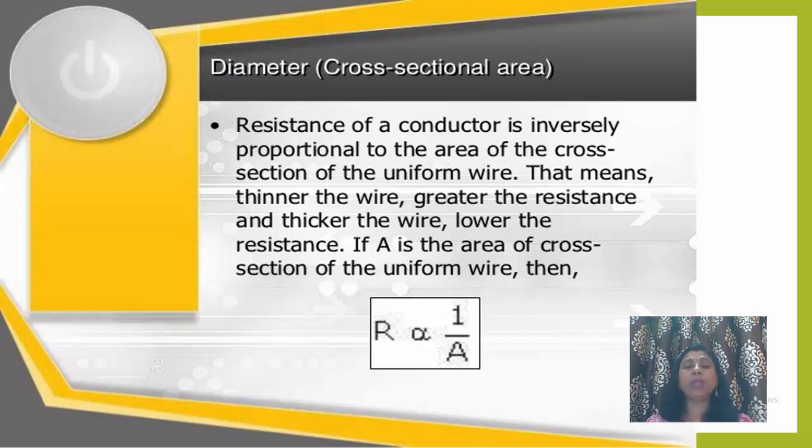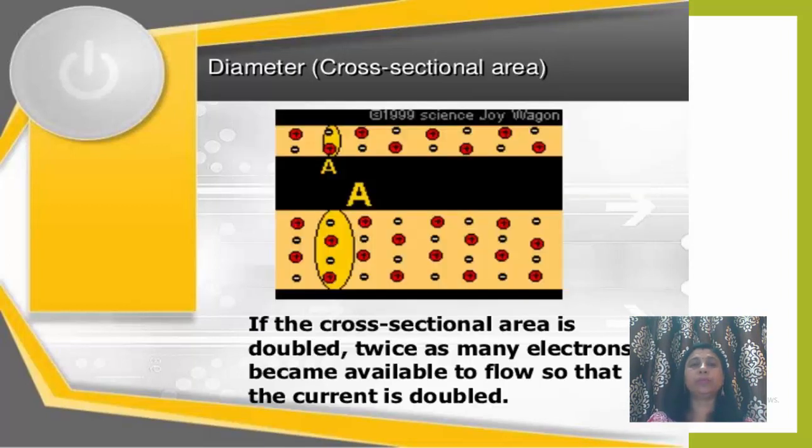From this we can easily say that if the area of the cross section is doubled, the resistance of the conductor will become half, and if the area of the cross section becomes half, the resistance becomes doubled. You can see in this figure, if the cross-sectional area is doubled, twice as many electrons become available to flow, so that the current is also doubled.